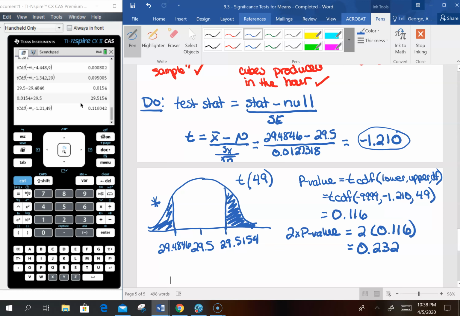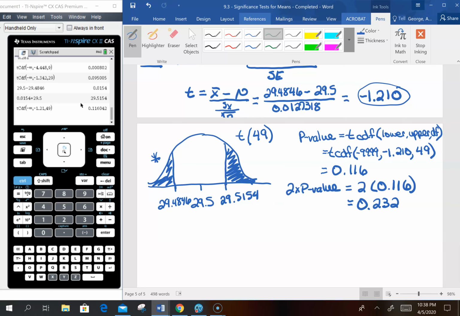Now at that point, hopefully you're going, there is a big problem. 0.232 is nowhere close to 0.05, so we have to fail to reject this, which is actually good. If we're failing to reject, it means we think the machine is working correctly. There doesn't appear to be a problem. The machine is calibrated right, and the foreman in the plant can let things keep going.